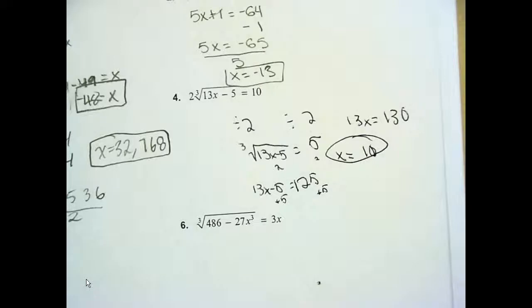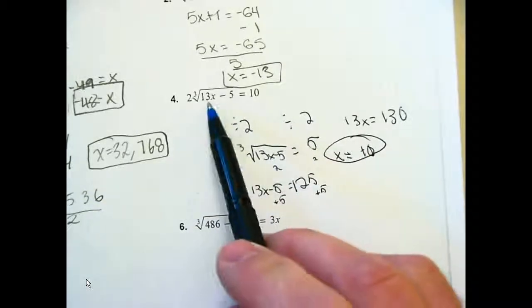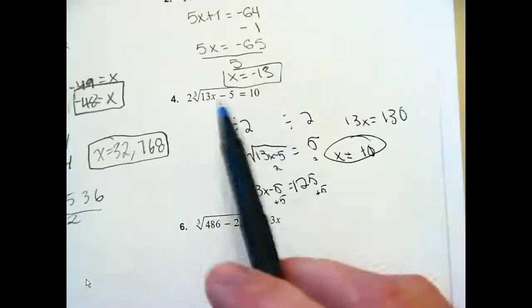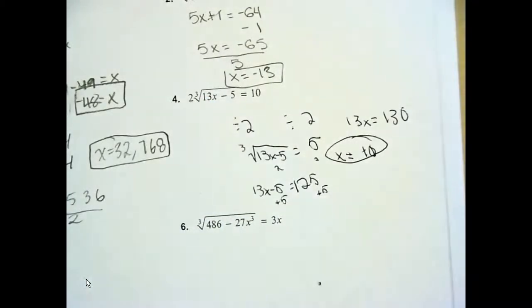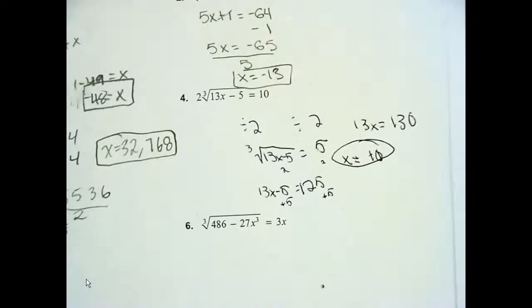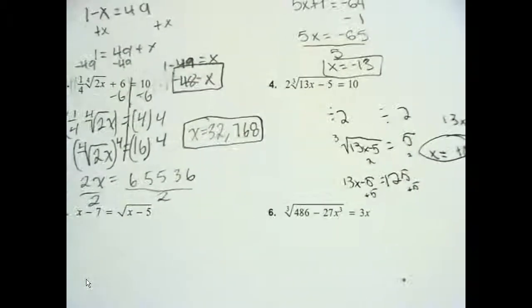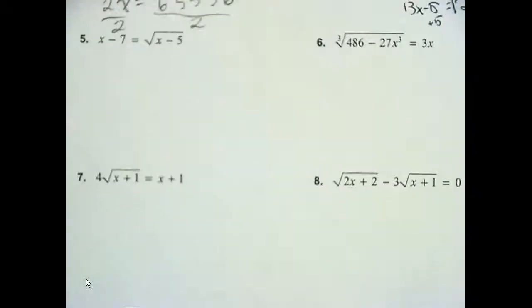Good? Yeah? Okay. And we plug it in. We plug that 10 in. 130 minus 5, 125. Cube root, 5 times 2 is 10. Good. Okay, any questions so far? How many got all 4 of them? Okay. Number 5. Everyone try number 5.